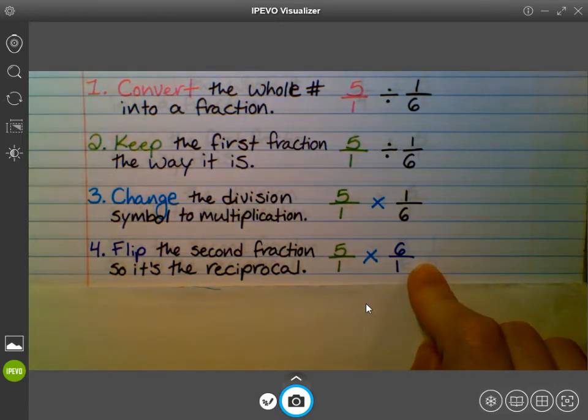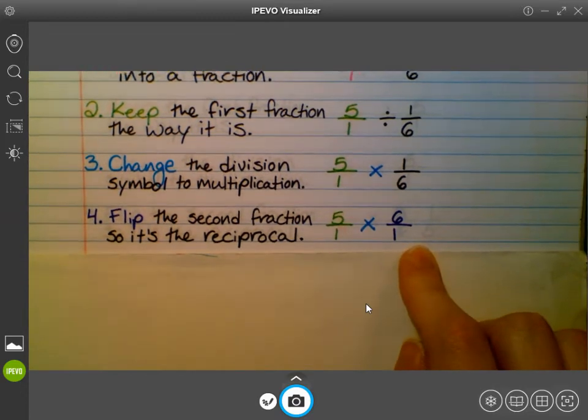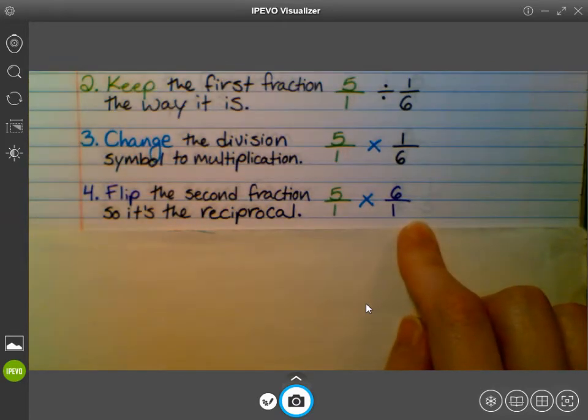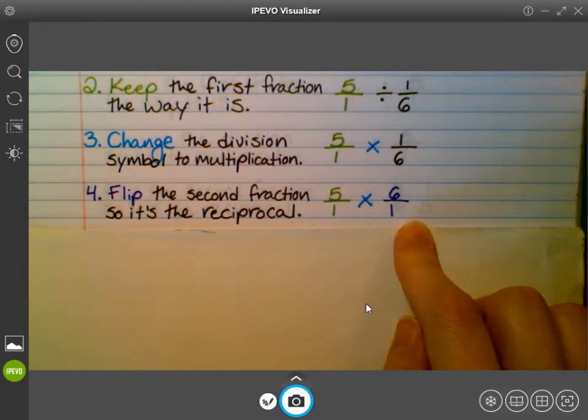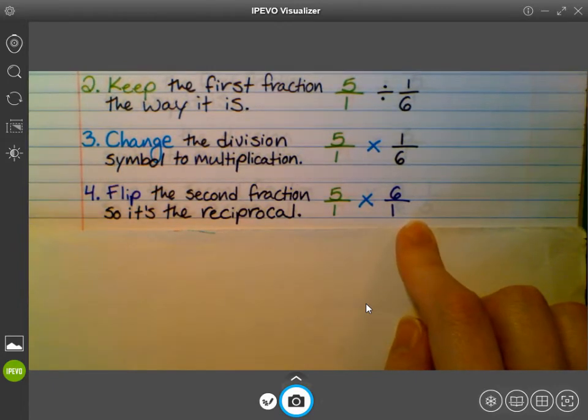If there is not a whole number in your division problem, you skip step 1. Step 1 is only there if you have a whole number that needs to be converted into a fraction. Yes, Zoe? What if you have a number like 2 2/4 divided by another number? We'll get into that, okay? Today, we're just doing whole numbers by fractions, okay?